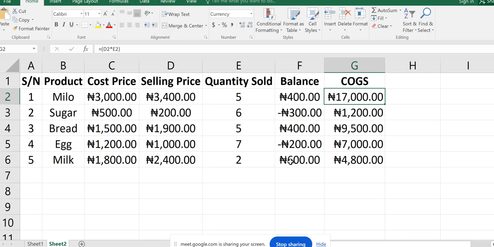Yes. So which means it's supposed to be the cost price multiplied by the quantity sold. Am I right? Yes or no? It's supposed to be the cost price multiplied by the quantity sold. Yes or no?